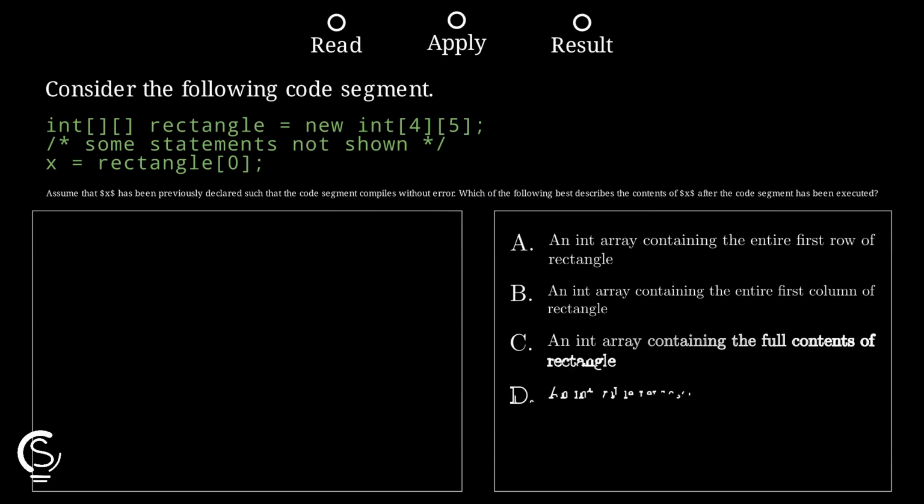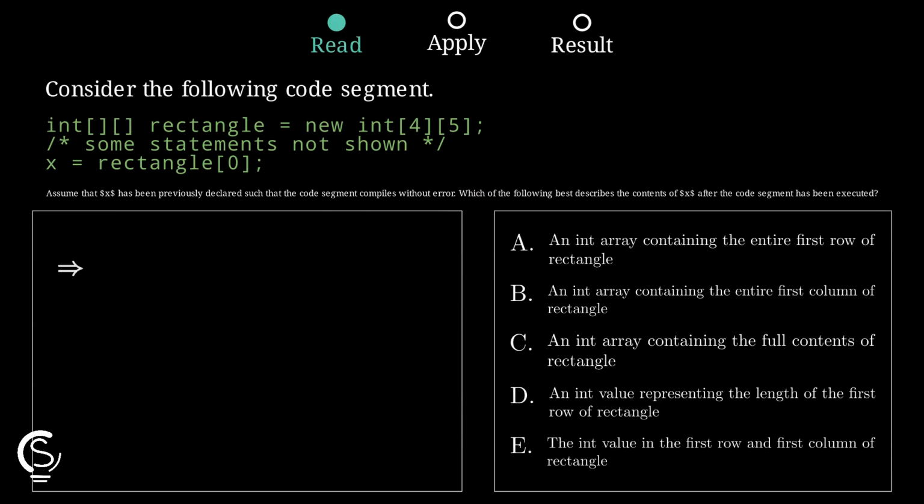In Java, a two-dimensional array is actually just an array of arrays. This means the outer structure holds references to other independent array objects that represent the rows of data. Thus, rectangle is an array where each element is itself a one-dimensional integer array.